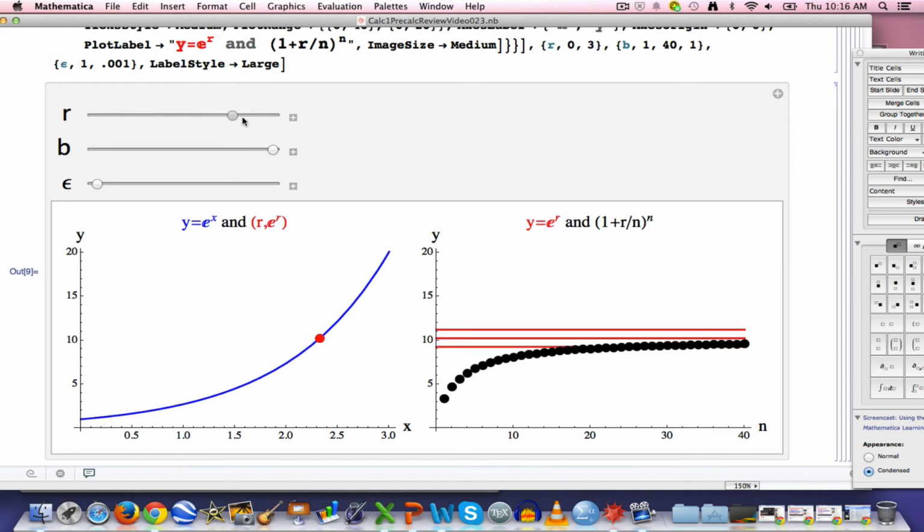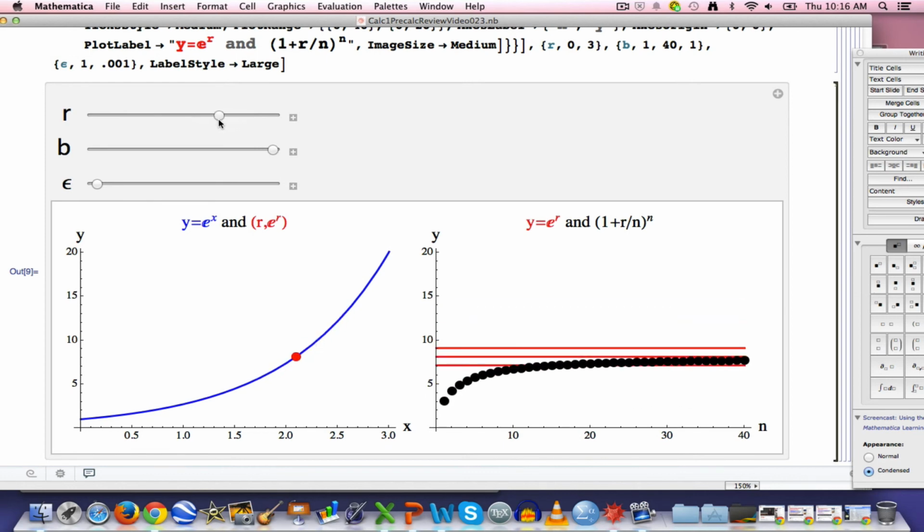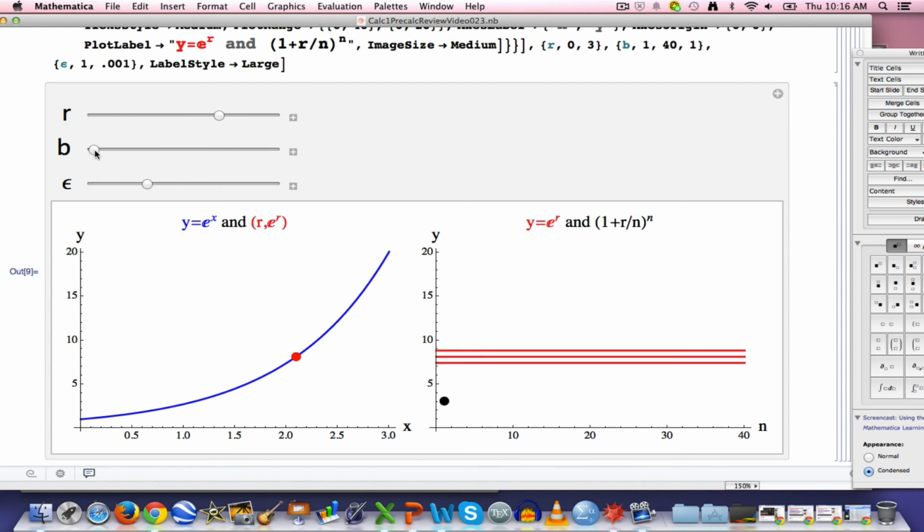Okay? That's always going to be the case, no matter what r is, for a fixed r, and no matter how small epsilon is, you're eventually going to get inside that tube. I'll let you think about that. I'll talk about it a little bit more in the next video before we get back into representations of exponential functions.